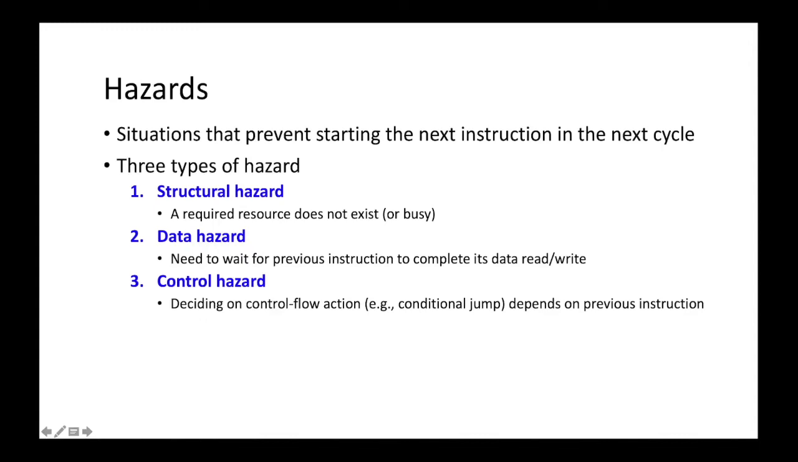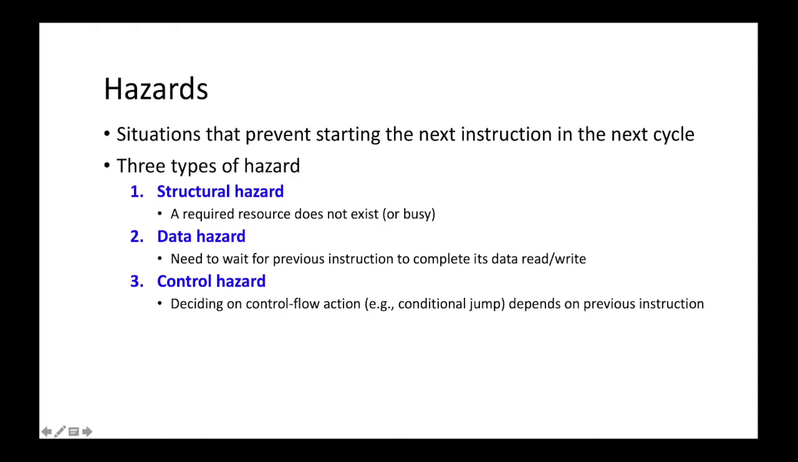Let's talk about instruction pipeline hazards. Hazards are situations that prevent starting the next instruction in the next clock cycle. There are three types of hazard: structural, data, and control.